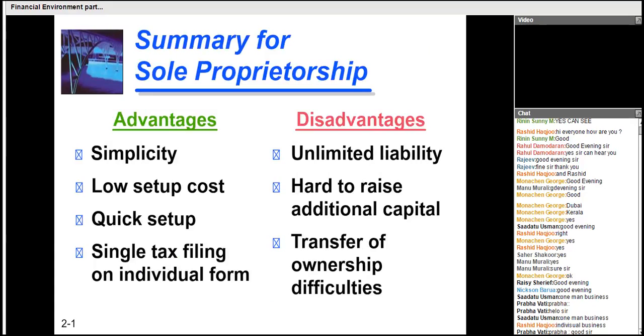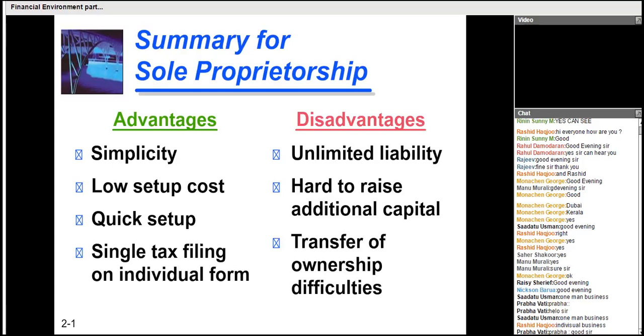See, these are the simple advantages and disadvantages of sole proprietorships. The advantages are, it's very simple. The simplicity is its advantage. You can start up with your own shop, with your own jewelry shop, or any venture you can think of, and you are the only owner, so you can take your own decisions. It's not complex because it's not a partnership. It's not a corporation.